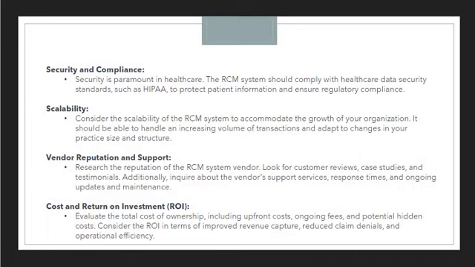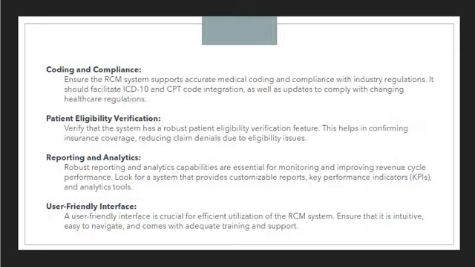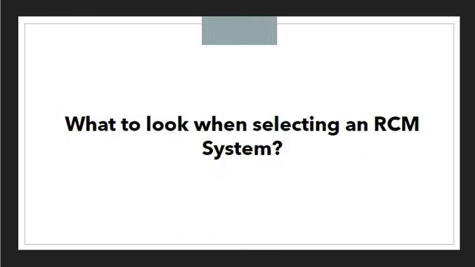Cost and ROI. You know that ROI is very important whether you are working in the healthcare domain or any kind of domain. It is important, right? So we should evaluate, because here it is mentioned, evaluate the total cost of ownership, including upfront cost, ongoing fees, and potential hidden costs. Consider the ROI in terms of improved revenue capture, reduced claim denials, and operational efficiency. Okay, so these are all the points which we should take care of while selecting an RCM system.